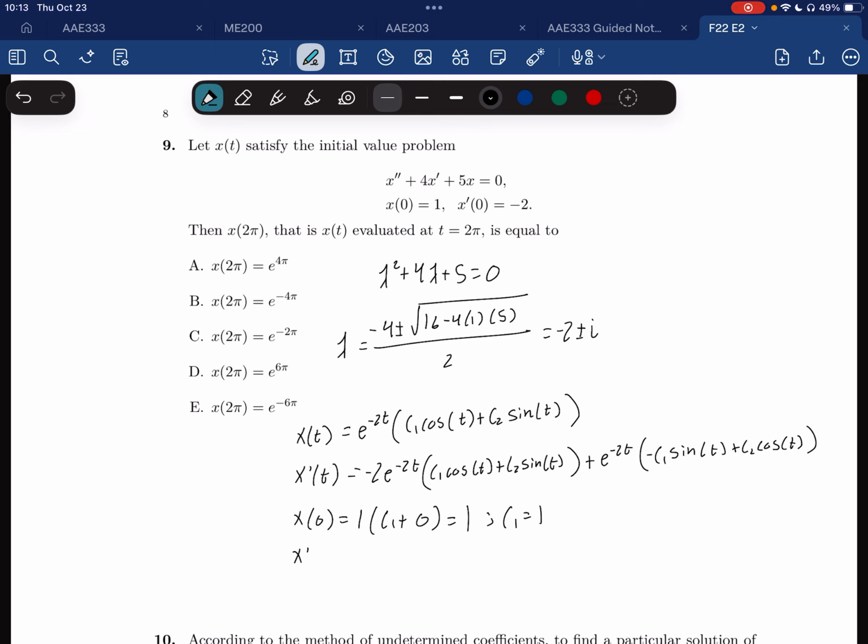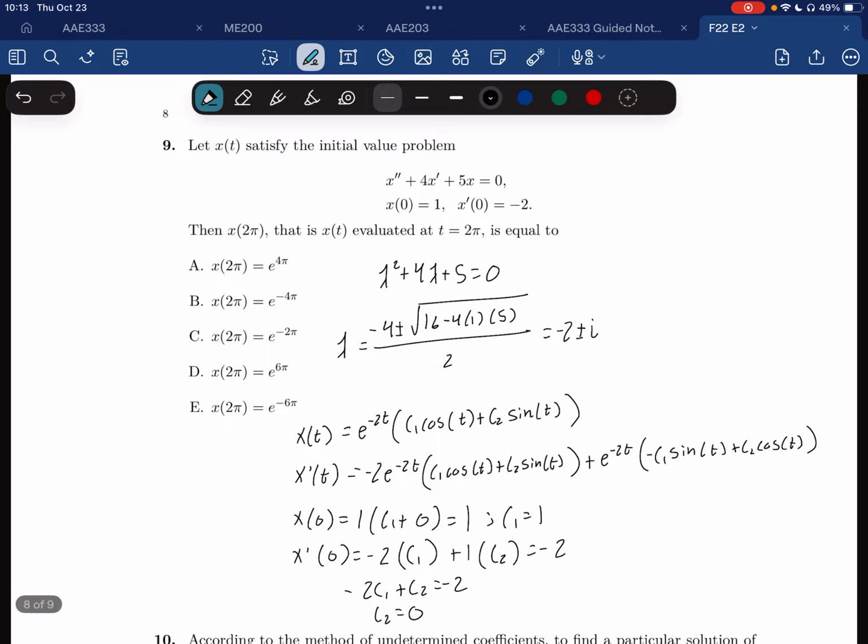Same thing here. x prime of 0, again, negative 2 times e to the 0 is just negative 2 c1. Cosine 0 is just going to give me c1, and then sine 0 is just going to be 0 again, plus 1 times, now c1 goes to 0, right? Because sine of 0 is 0, and now I'm just left with c2. This is all equal to negative 2. So you have minus 2 c1 plus c2 is equal to negative 2, but we know that c1 is equal to 1, so c2 is equal to 0.